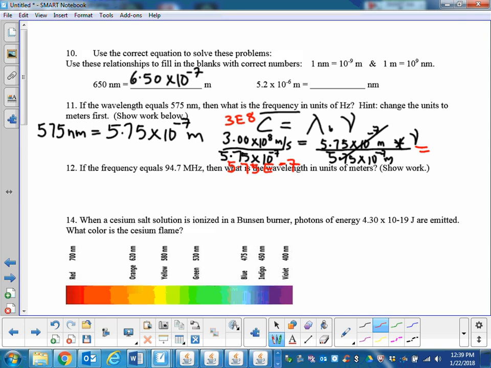Can I see my students? You should know how to put this number in your calculator. Can somebody give me the answer? 3E8 divided by 5.75 E negative 7. So you're dividing by this. What is the answer?